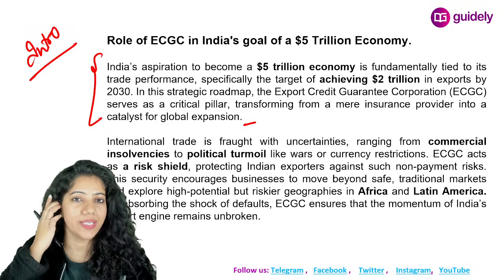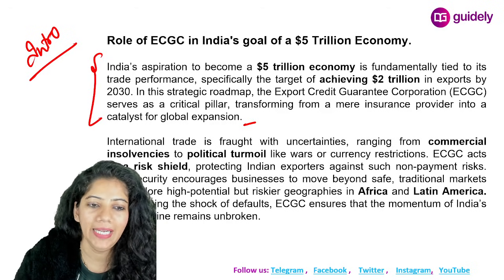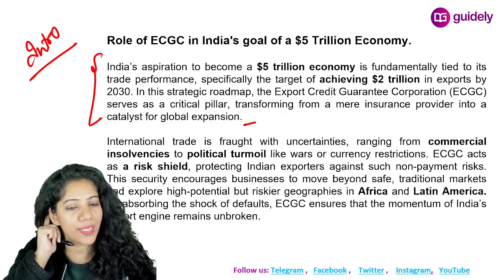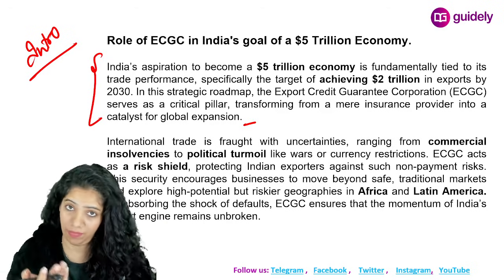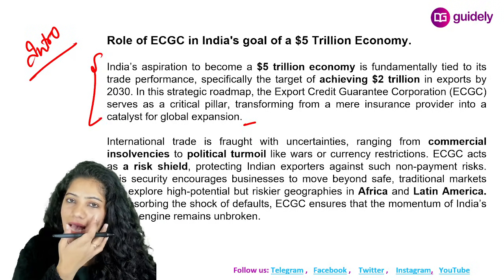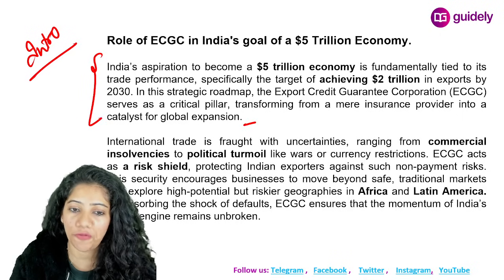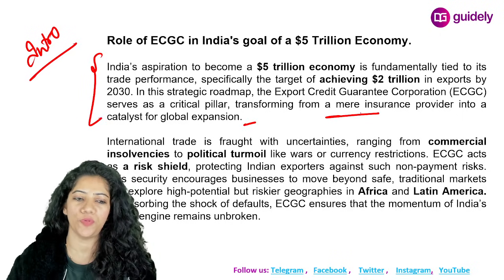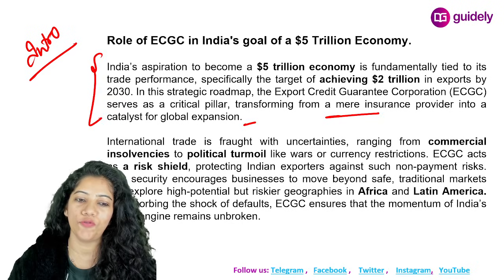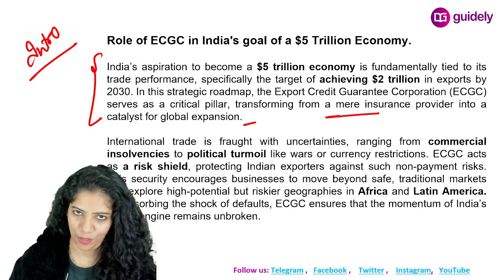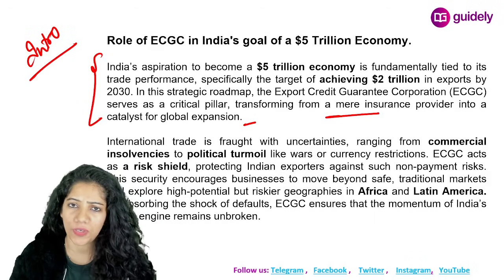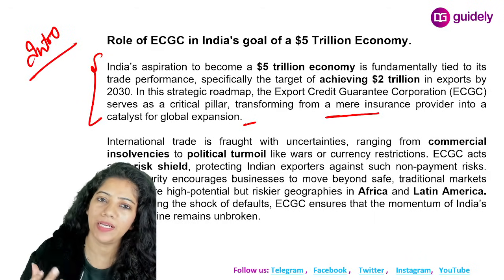2026 is really approaching soon, right? In this strategic roadmap, the Export Credit Guarantee Corporation, ECGC, serves as a critical pillar, transforming from a mere insurance provider into a catalyst for global expansion. So this is important. This is actually playing a pivotal role.